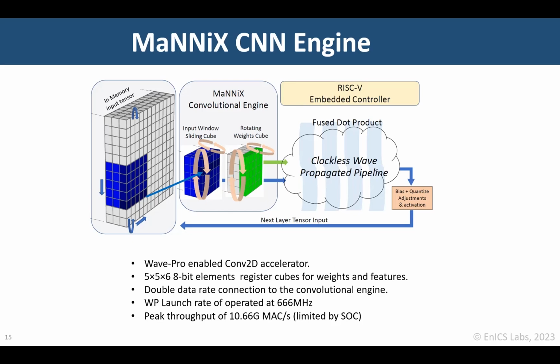And at each cycle, we feed a plane from the data and from the weights into the wave propagation, and achieve a bandwidth that the SoC itself works as the sweet spot of. This is all 65 nanometer, relatively an old process, but this is commonly used in academia as a chip process, and we are bounded by the SoC at 666 megahertz. However, we can achieve more than 10 gigamacs per second just for one accelerator.